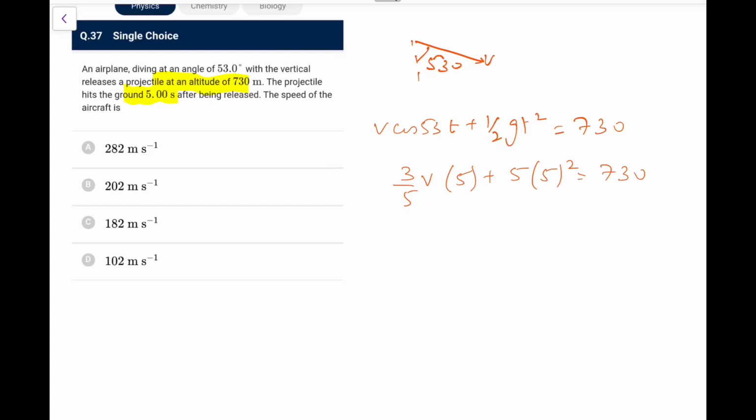So what do we have now? 3v plus 125 is 730, so 3v is 730 minus 125, that is 605. So v is 605 by 3, so approximately 202 meter per second, I can make it out.